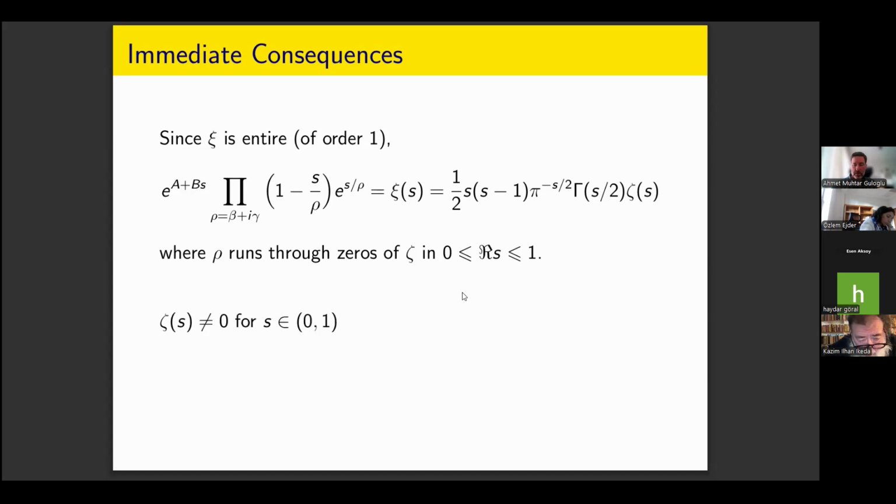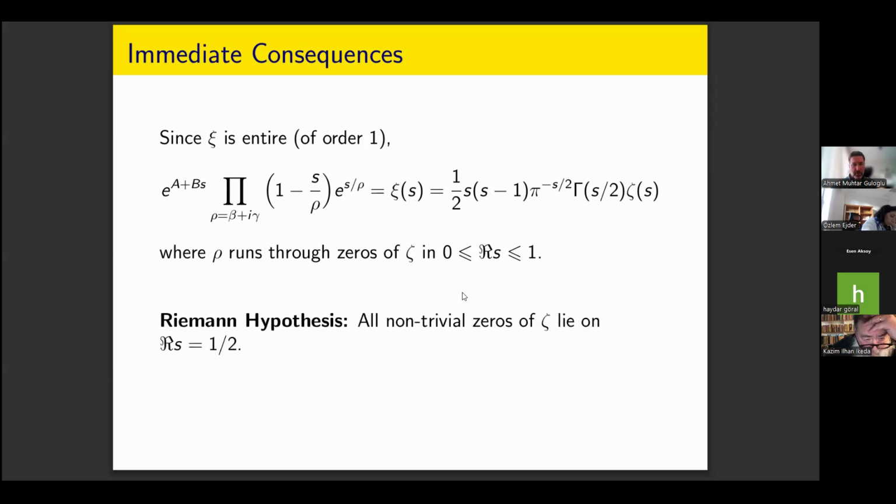So I'm talking about this. The fact that zeta is not zero on the line sigma equals one is equivalent to the prime number theorem. Therefore, all the zeros are now strictly in between 0 and 1. And finally, the Riemann hypothesis is that all non-trivial zeros we're talking about should lie on the line s equals 1/2. So that's the general story of L functions.